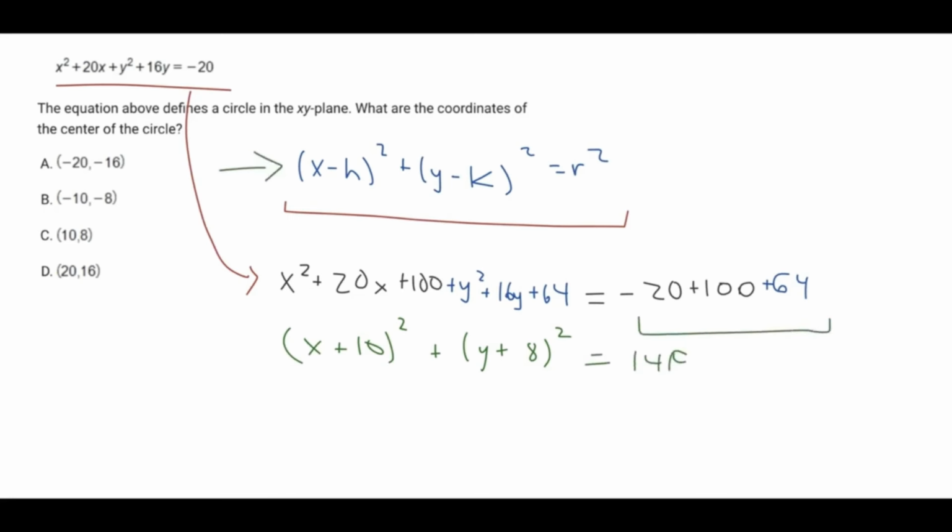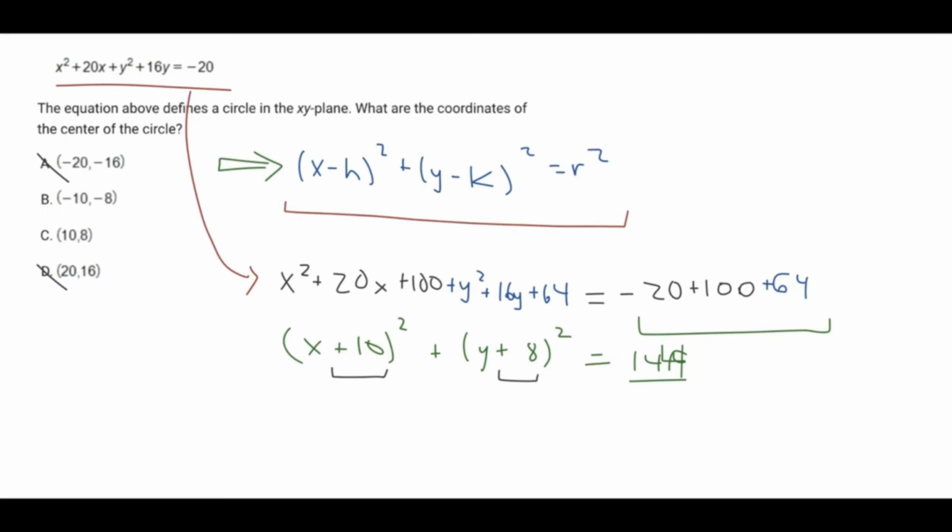Now it matches up with the circle formula, right? This is 144. That's messy. All right, 144. There we go. So now we can actually find the value. So we know that it can't be any of these. It can't be 20 and 16, right? So is it positive or negative? Well, in our actual equation, it's positive 10 and positive 8. Does that mean those are the coordinates of the center of the circle?